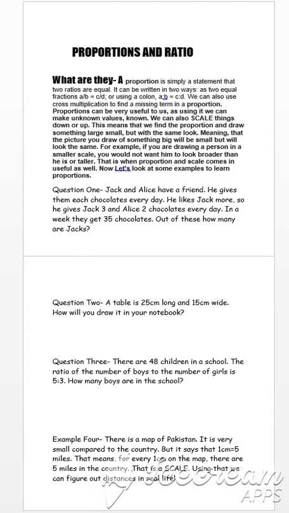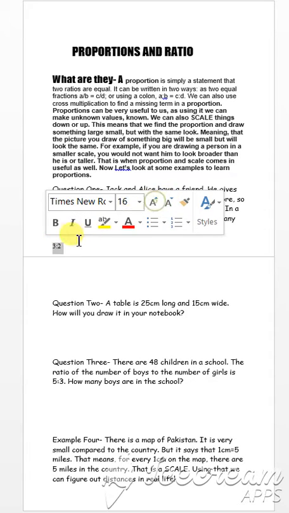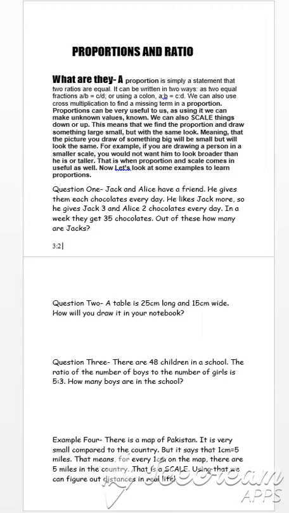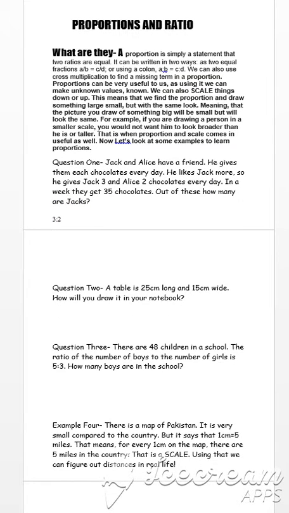Question 1. Jack and Alice have a friend. He gives them each chocolates every day. He likes Jack more, so he gives Jack 3 and Alice 2 chocolates every day. In a week, they get 35 chocolates. Out of these, how many are Jack's? Okay, first we will write the ratio, which is 3 is to 2. That basically means Jack gets 3 chocolates and Alice gets 2. And in a week, they get 35.